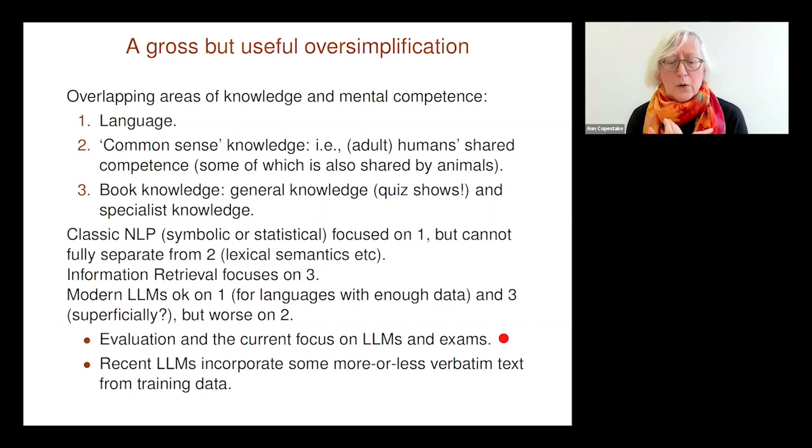And so where we're going now is really, really interesting, because modern LLMs, as far as I can see, are okay on 1 for languages with enough data, and pretty good on 3, at least superficially, but they're not as good on 2 as they are on 1 and 3. And here's a rabbit hole. This is my first rabbit hole. There's a focus on LLMs and exams, and that's an interesting thing to do. Okay, so that's my gross simplification, that there are 3 areas of knowledge.